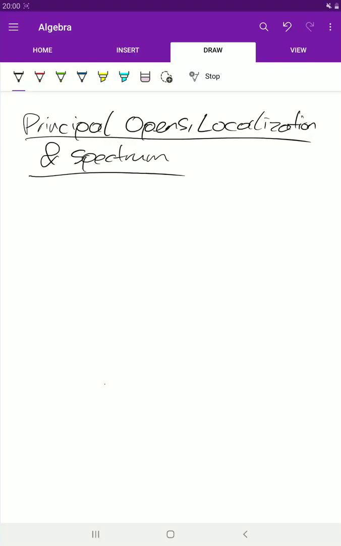Hello, today we're going to talk about the relationship of principal open subsets to localization and the spectrum. And we'll prove the lemma, which I already mentioned last time. So let's state it again at first.